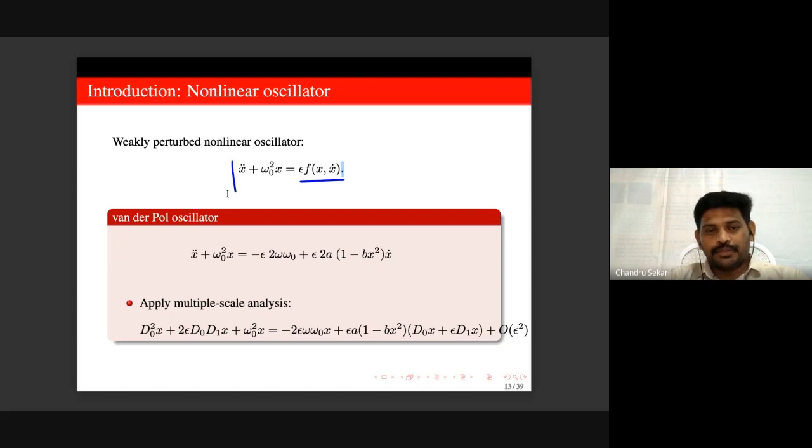So the equation of motion for the van der Pol oscillator is given by this equation with the parameters omega and a, b, and so on. Here, epsilon omega and epsilon a are small parameters, not b. And now I apply the same multiple scale analysis. There is an x missing in the right hand side. Yes, so here it's x. Yeah, thank you, sir.